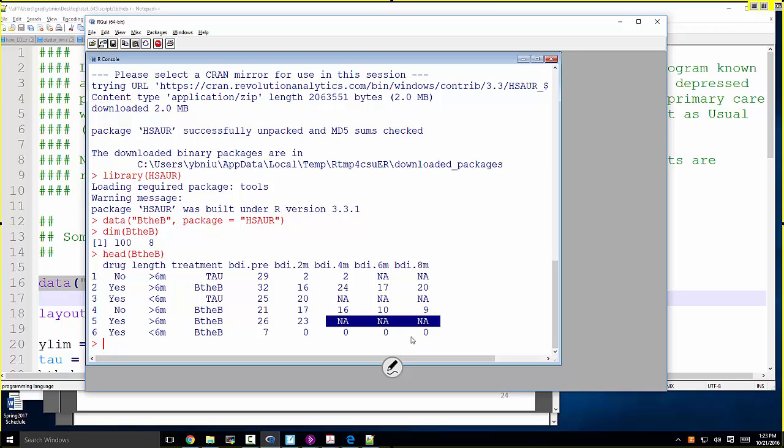So this person, for example, was in the treatment group, came in with a baseline depression number of 26. After 2 months, came in and had a 23, and then dropped off the map.